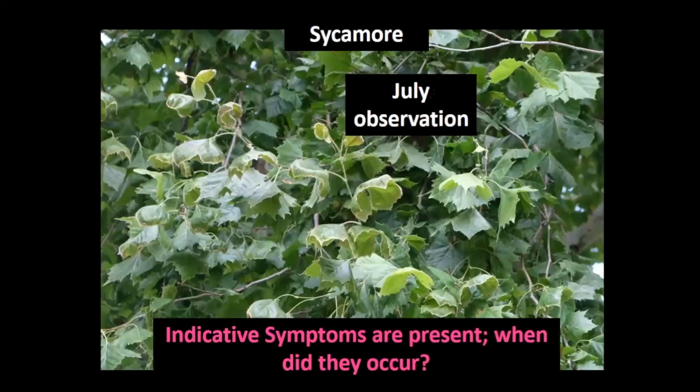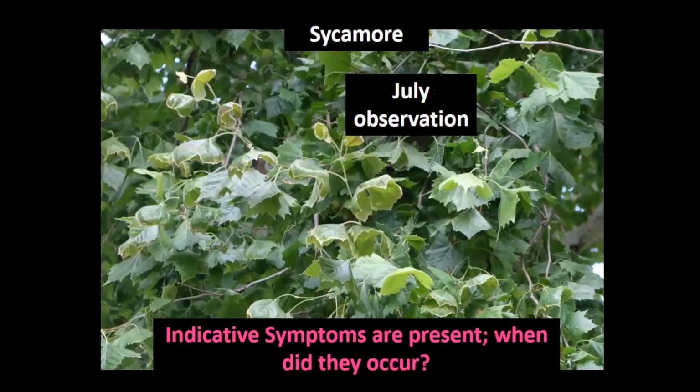We just talked about sycamore as being a species that tends to be showing us symptoms later in the growing season. By later, I don't mean very late, but I mean not at initial leaf out. So here's a July observation on sycamore. And this is not a terribly uncommon sight in some areas of our state right now.